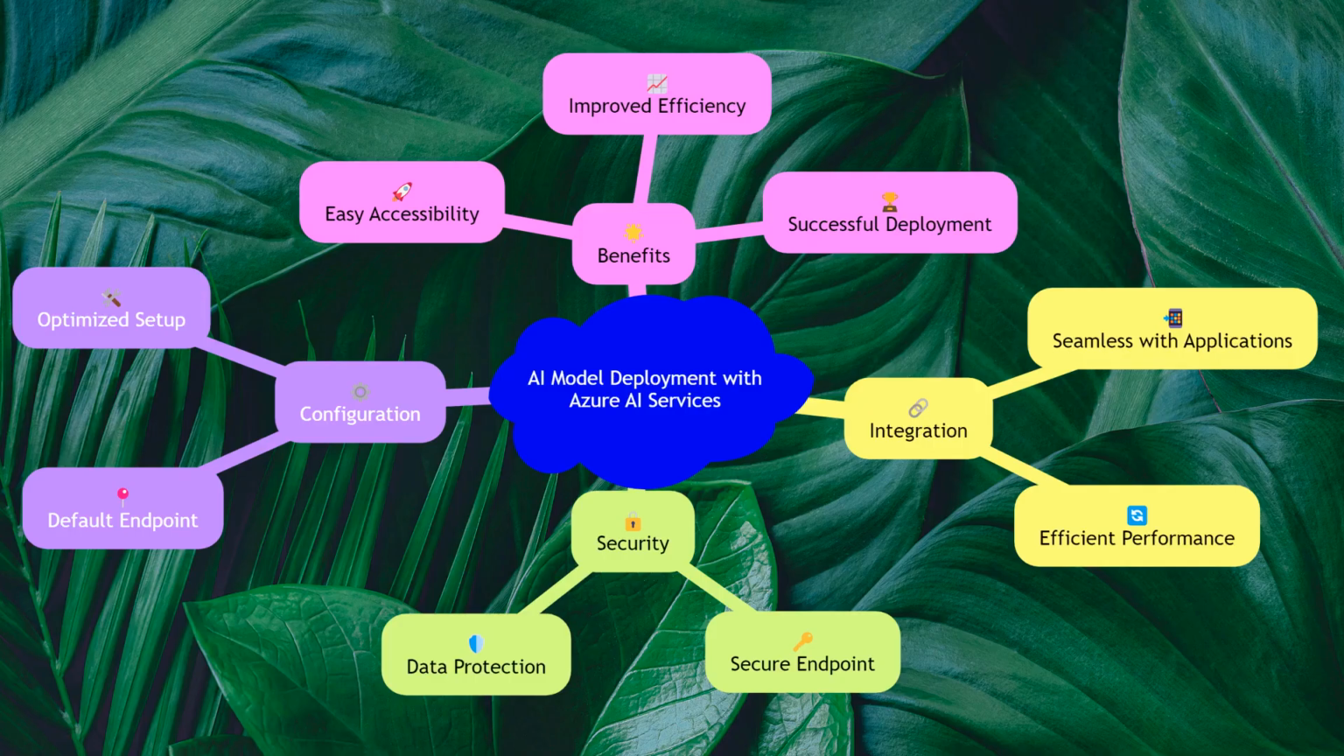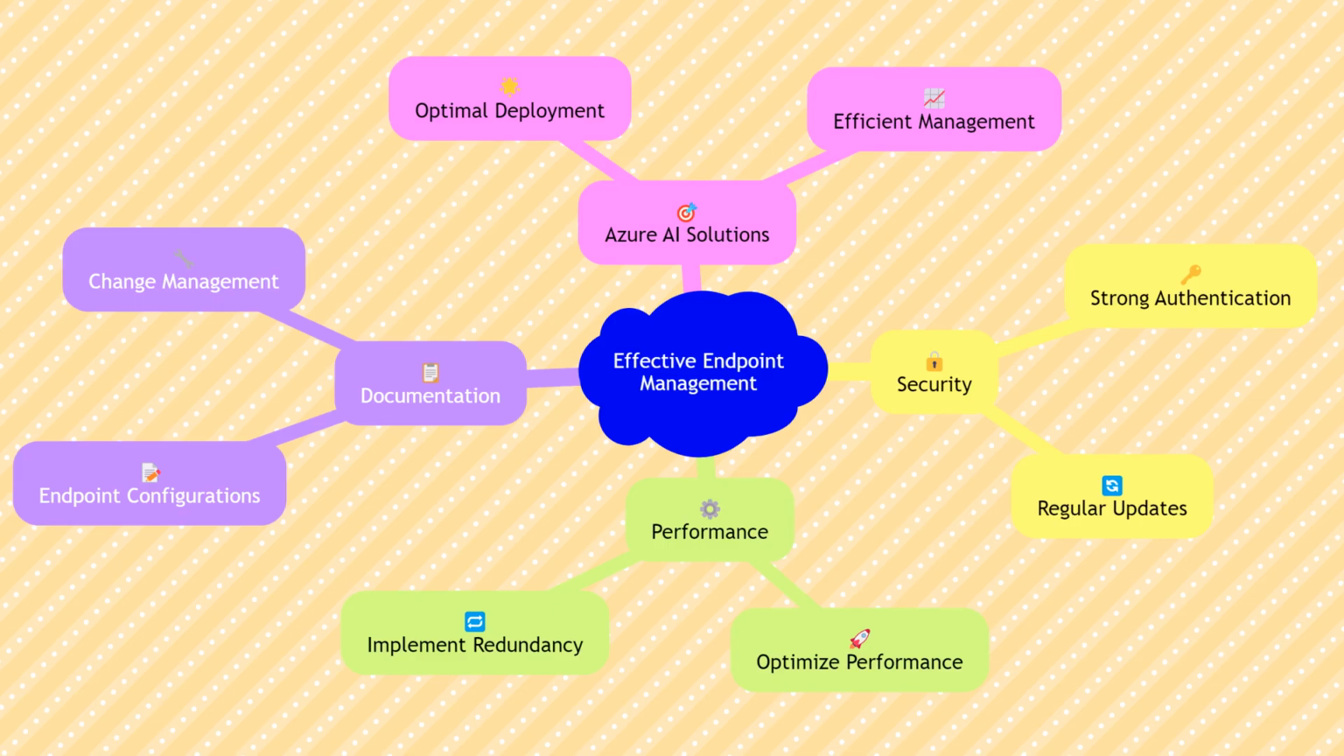Consider a scenario where an organization deploys an AI model for image recognition using Azure AI services. The default endpoint for the model is configured to ensure seamless integration with the organization's applications. By setting up a secure and optimized endpoint, the organization can ensure that the AI model is easily accessible, performs efficiently, and remains secure. This case study highlights the importance of proper endpoint configuration in achieving successful AI model deployment and integration.